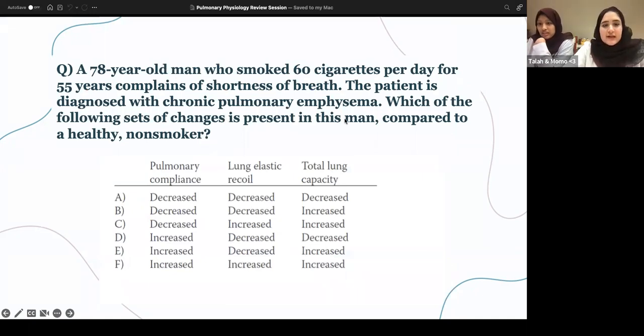Okay, so a 78-year-old man who smoked 60 cigarettes per day for 55 years complains of shortness of breath. The patient is diagnosed with chronic pulmonary emphysema. Which of the following sets of changes is present in the man compared to a healthy non-smoker? I'm not going to say the answer out loud. Let's give them time.